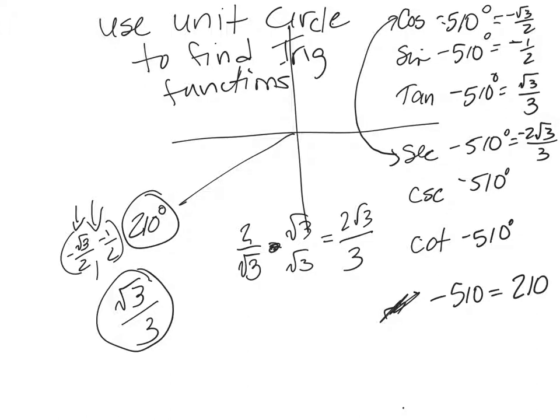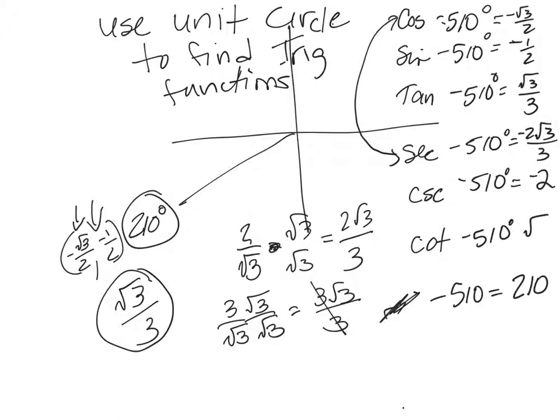Now, what's the reciprocal of negative 1/2? Negative 2. Sign is the same. And now we've got to flip root 3 over 3 to get the reciprocal of tangent, which is your cotangent. And that's 3 root 3 over 3. The 3's bite the dust, so it's positive root 3. Everybody get that?